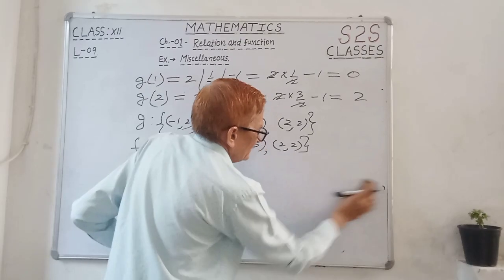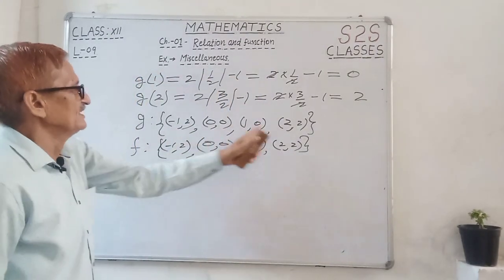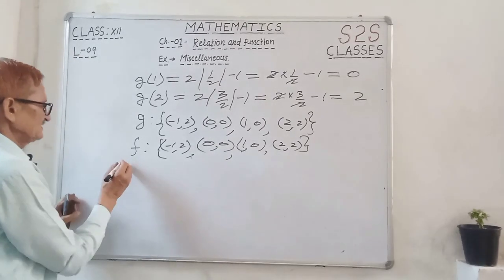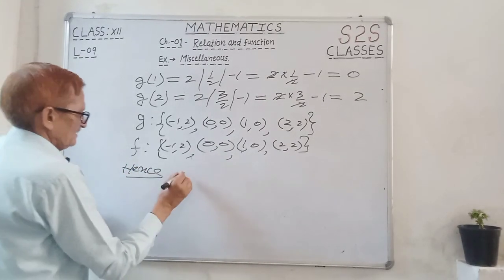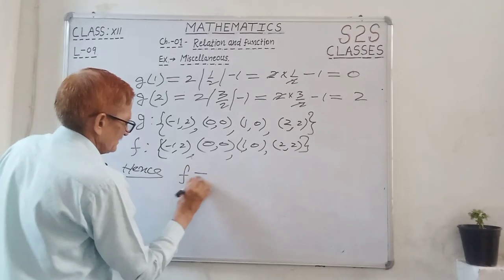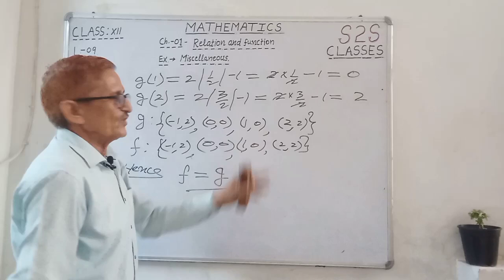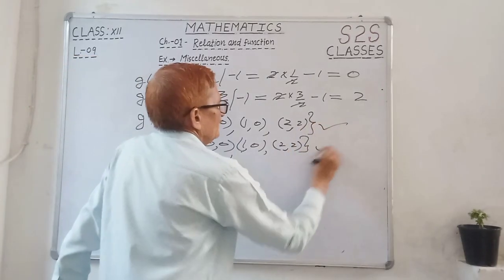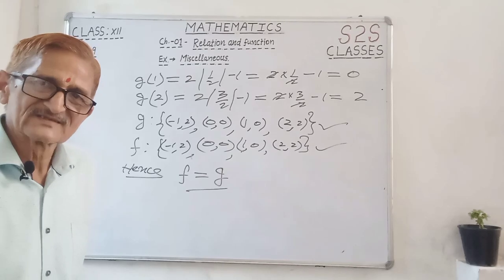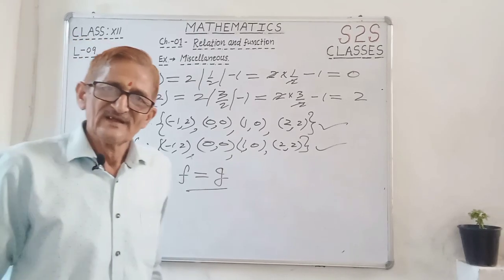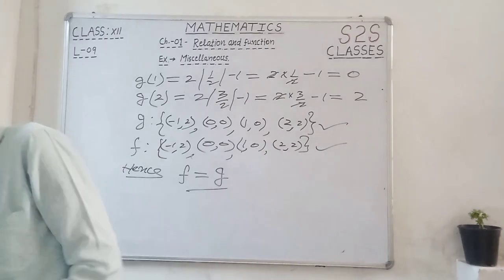So we can say these both are equal because the elements are the same. Hence, function f is equal to function g because both have the same elements. Done. Okay, now I think over time we have to discuss it further.